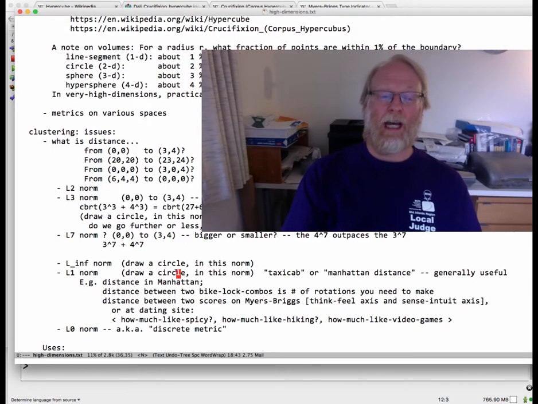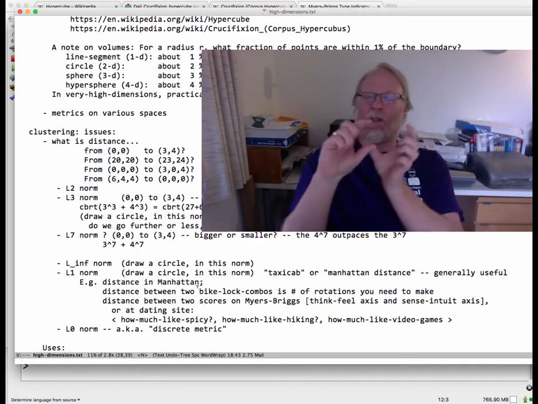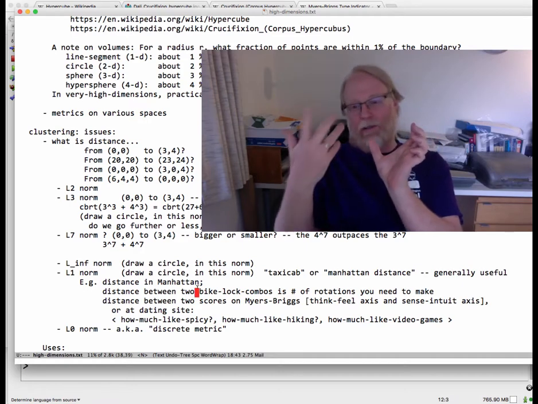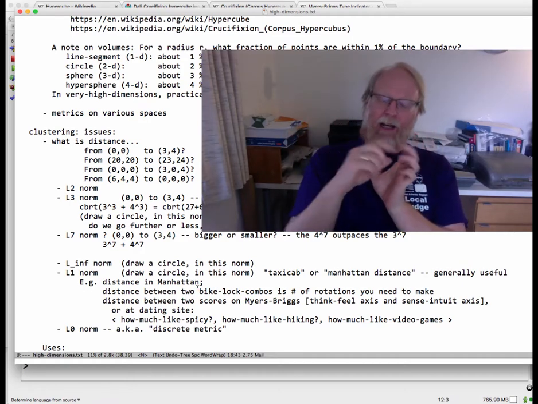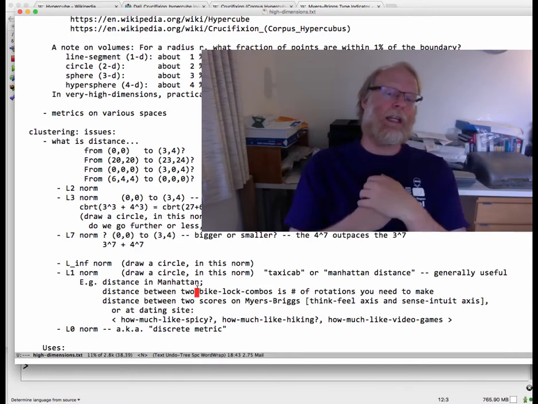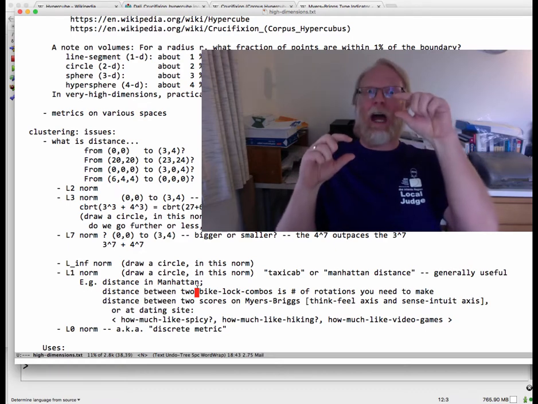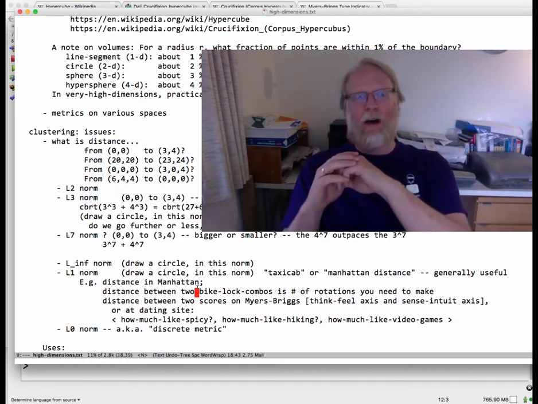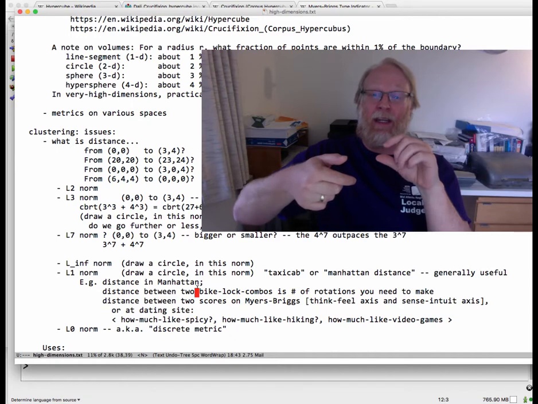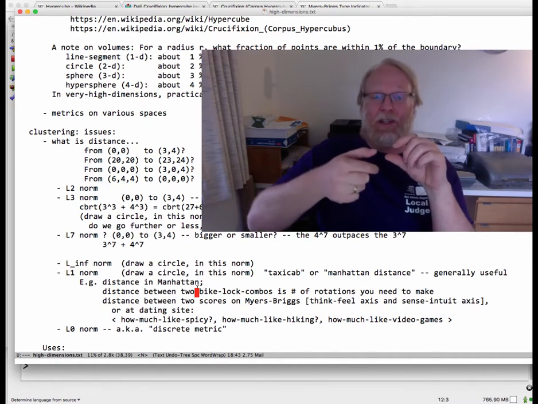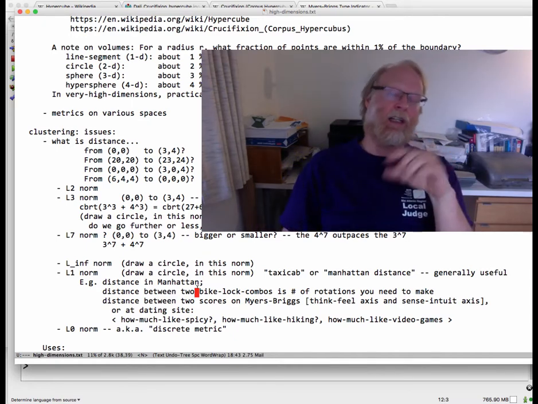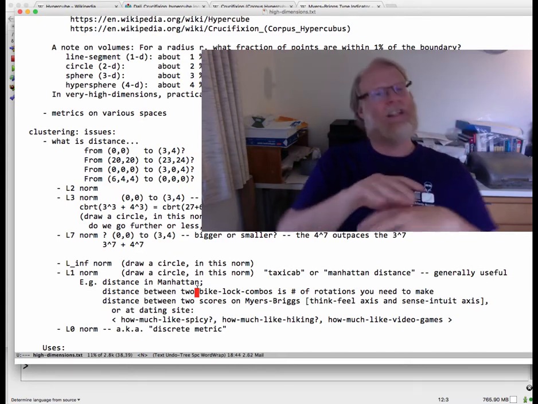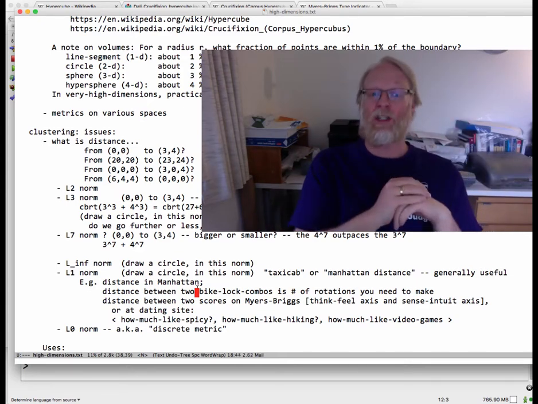Some other places where you might want to use the L1 norm. You know those bike lock combos where you have like the 4 little spinning wheels? They're each labeled like 0 to 9 or A through Z or something like that. And I want to know the distance between 2 combinations. Well, a reasonable notion of distance would be, for each dial, how many changes do I need to make on the first dial, plus the number of rotations on the second dial, plus the number of rotations on the third dial? That's the L1 norm.